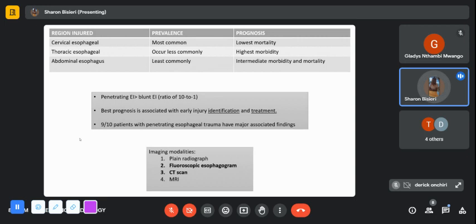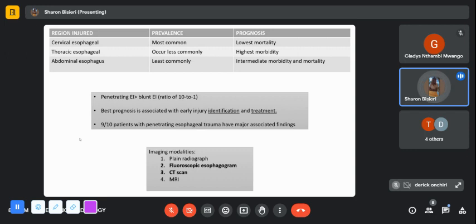intermediate morbidity and mortality. So if we compare penetrating and blunt injuries, penetrating injuries tend to be more common, and the ratio is actually 10 to 1. And the best prognosis is given when these injuries are detected early and treated early. So 9 out of 10 patients, sorry, with penetrating esophageal trauma, they have major associated findings. So it's also good to be on the lookout for associated injuries in patients with esophageal tears.